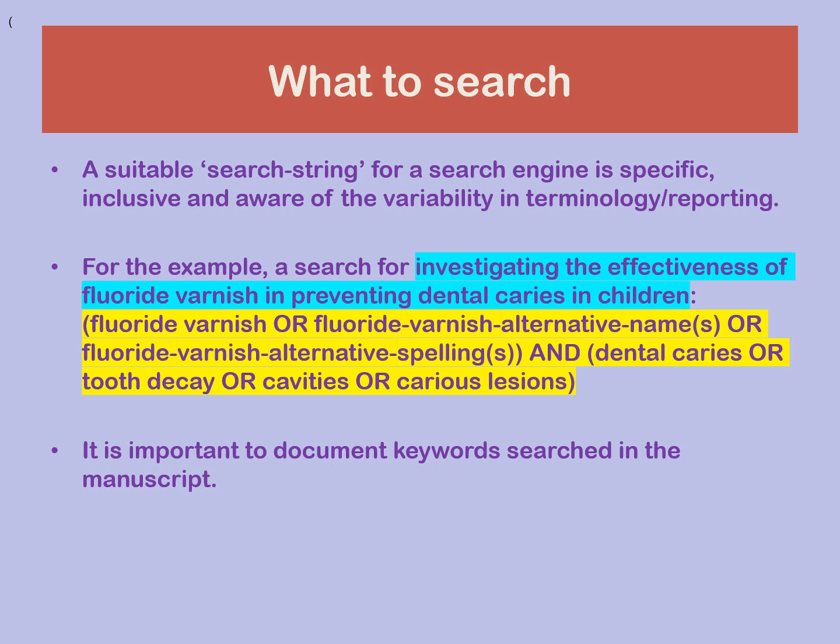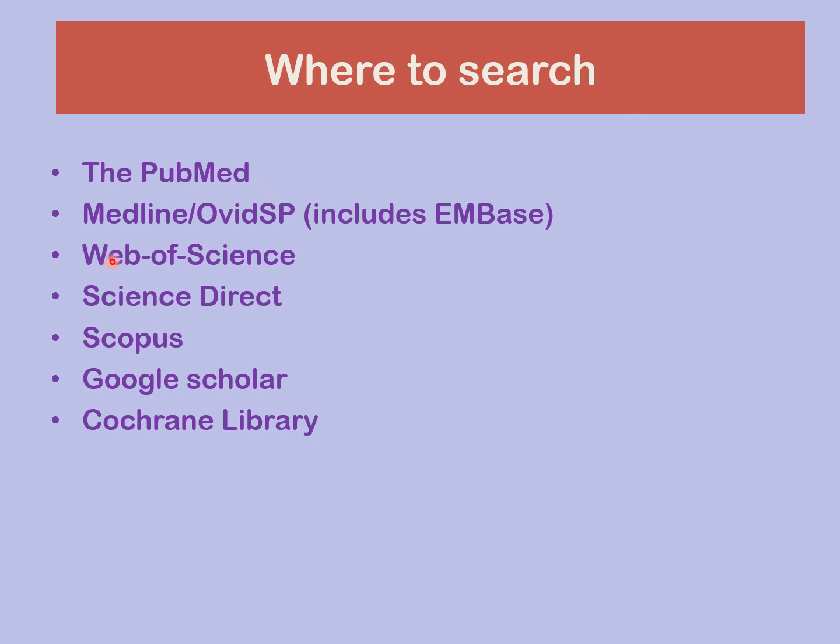So what to search after generating a hypothesis? For example, in this, the hypothesis is to investigate the effectiveness of fluoride varnish in preventing dental caries in children. Here, these are the important words or keywords which are used in different combinations in the search engine to answer this hypothesis. So where to search? There are various search engines such as PubMed, Medline, Web of Science, Science Direct, Scopus, also Google Scholar and Cochrane Library, where we can use our keywords and find the relevant articles which can meet the inclusion criteria.